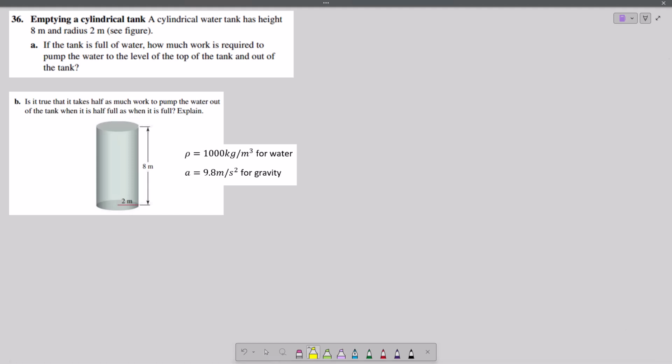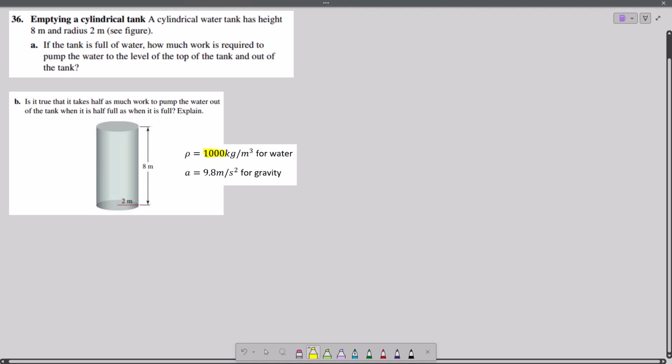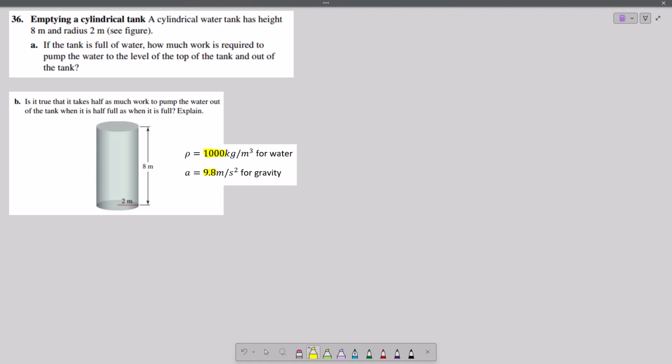The density of our liquid is constant. Water, the density is 1,000 kilograms per meter cubed. Gravity, when we're close to the surface of the Earth, is constant, 9.8 meters per second squared.